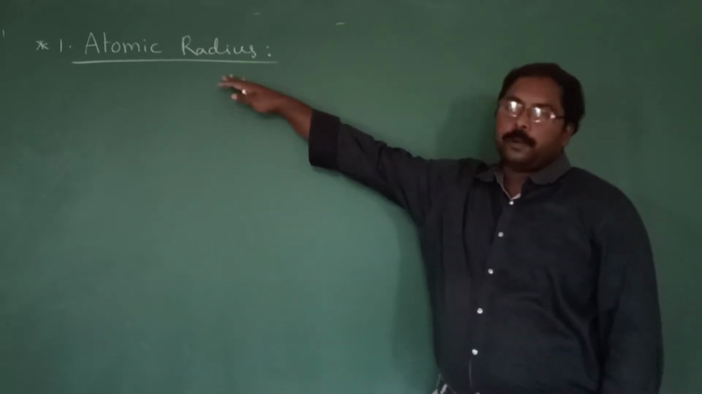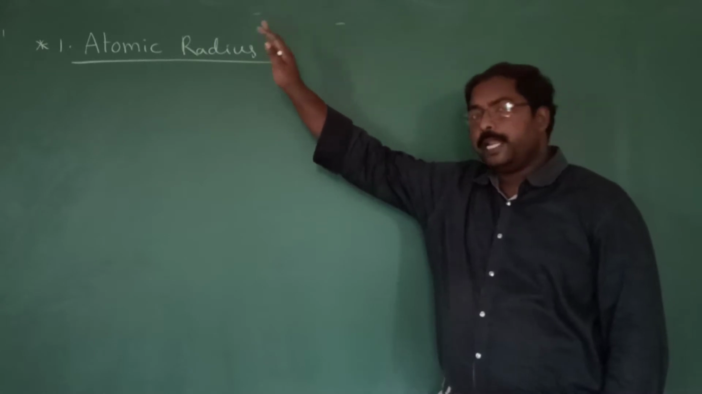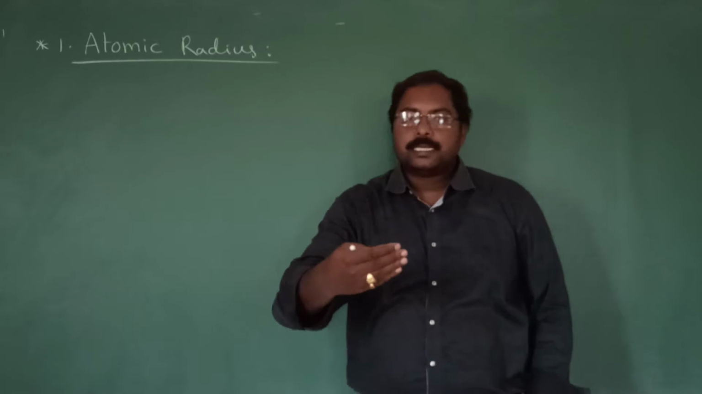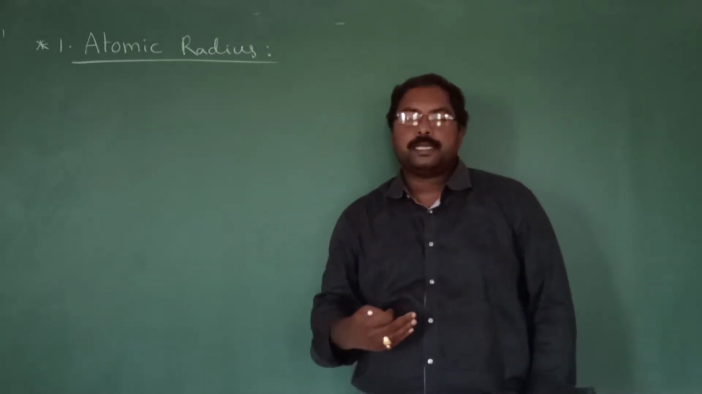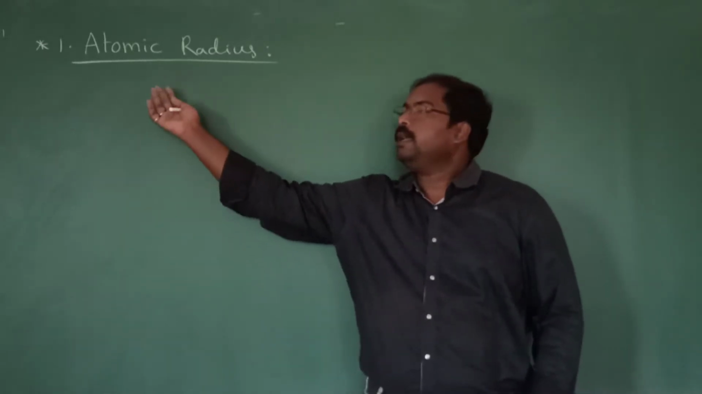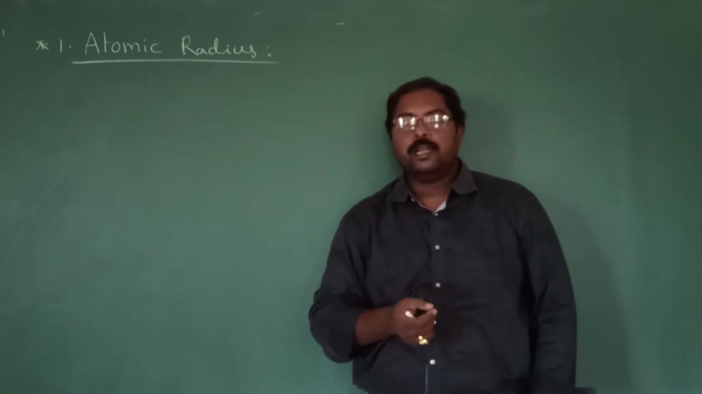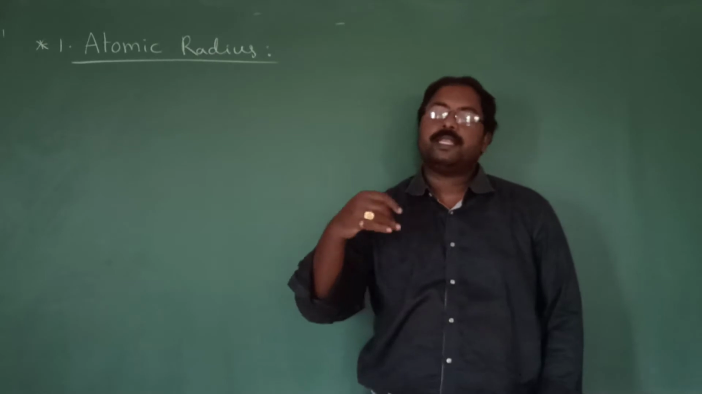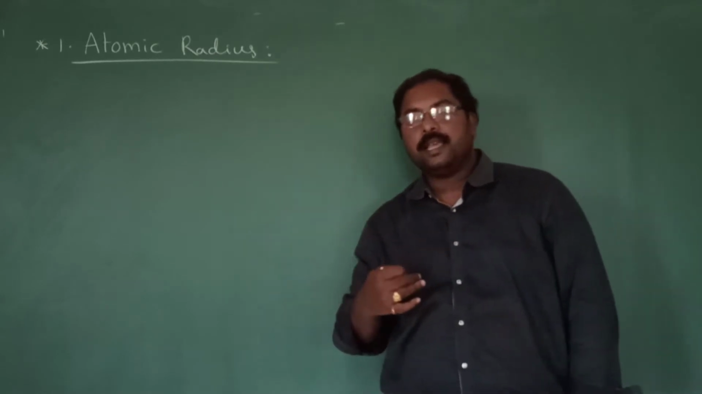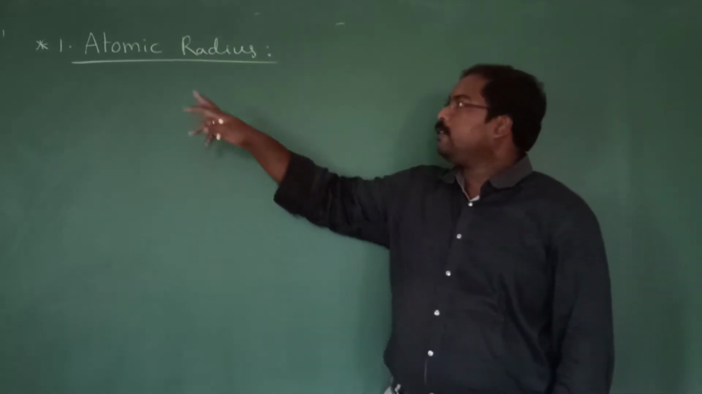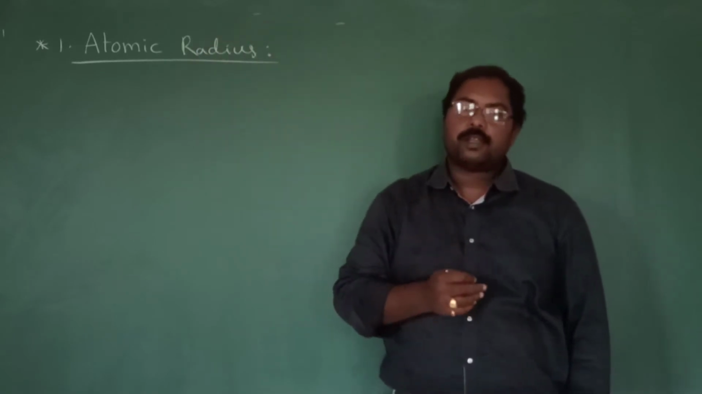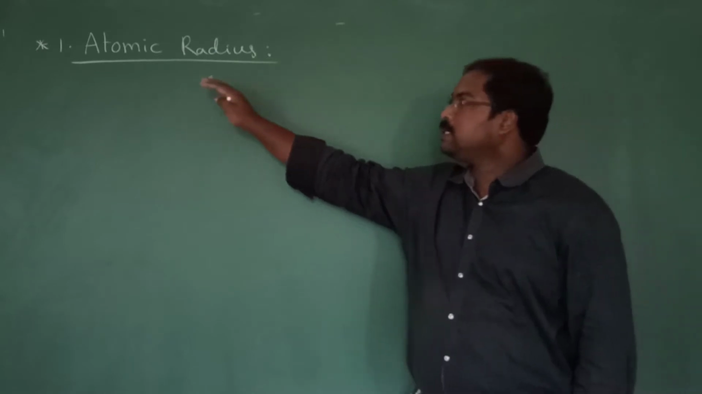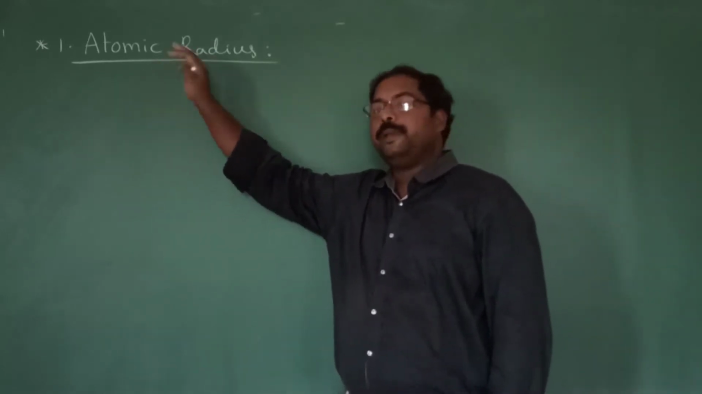The atomic radius is a very important periodic property, because the next periodic properties will be interlinked with the atomic radius. To know how the properties are changing in the group, whether they are increasing or decreasing, will be related to the atomic radius. How it is related, everything we will discuss in further topics. So first let us discuss clearly about atomic radius.